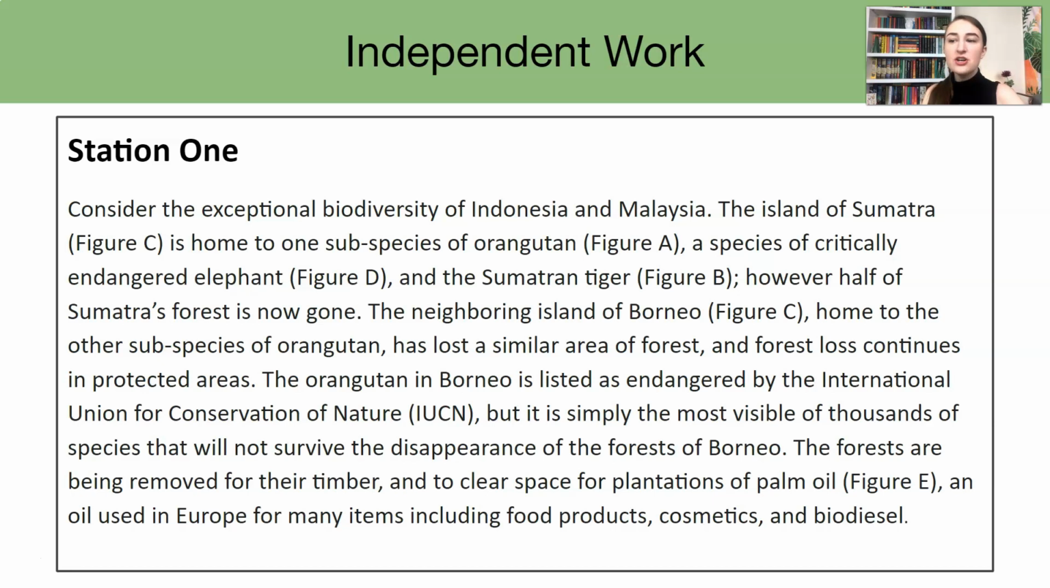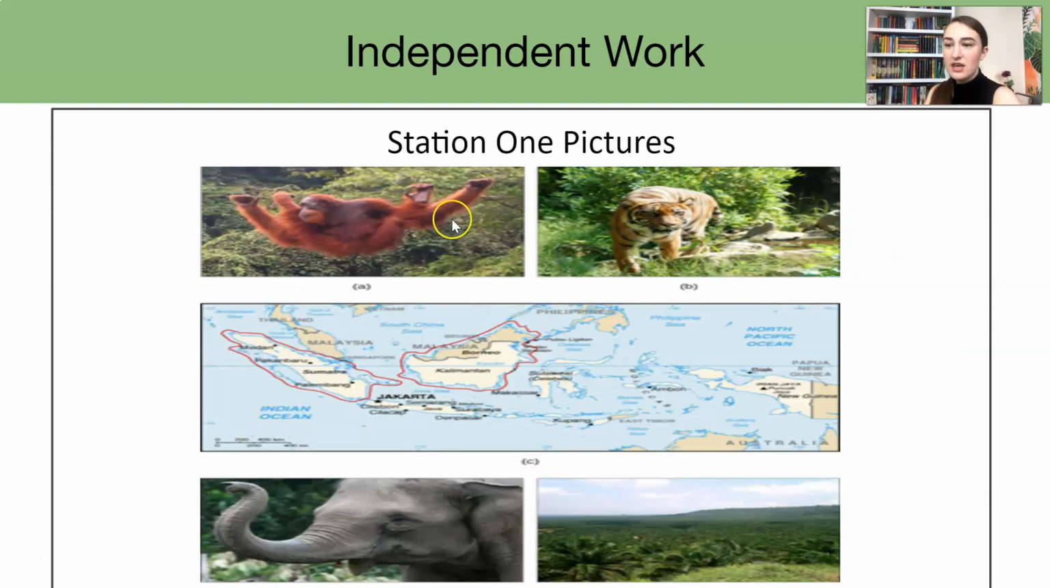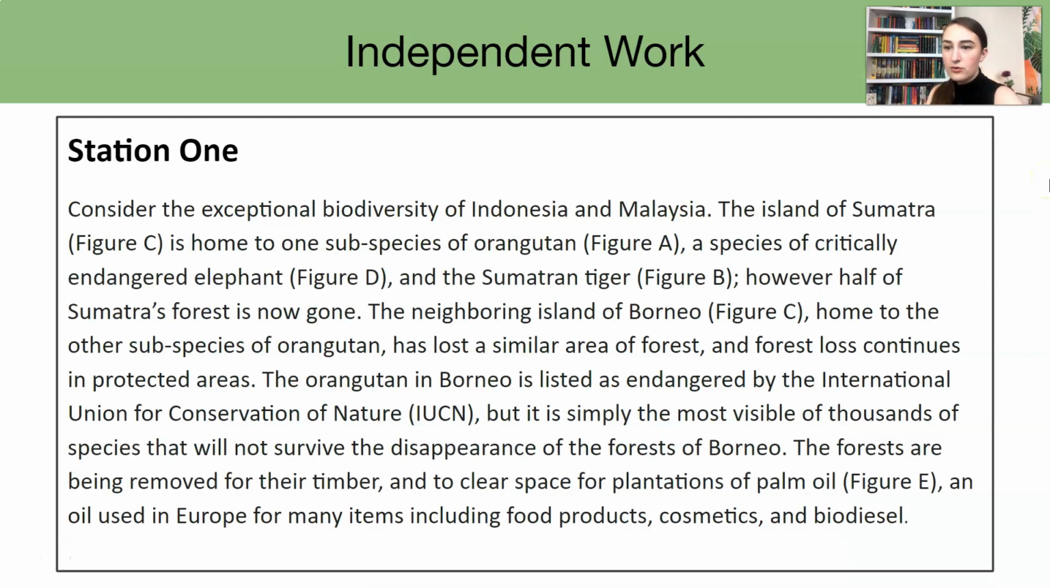Next paragraph, consider the exceptional biodiversity of Indonesia and Malaysia. So they have a very diverse animal and plant population. The island of Sumatra, figure C, is home to one subspecies of orangutan, figure A, a species of critically endangered elephant, figure D, and the Sumatran tiger, figure B. So let's look at those things. We have the orangutan here, the tiger here, both of these countries right here, and the elephant right here. Moving along, here we go.